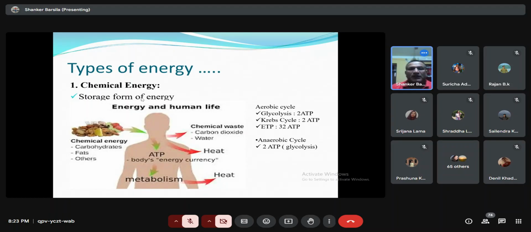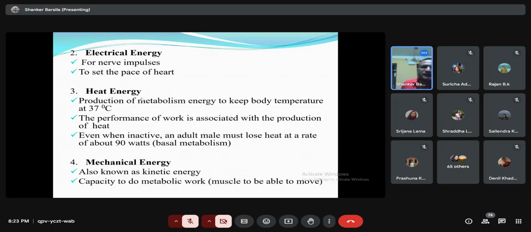Okay, then electric energy, it is for the nerve impulse to set the pace of the heart, and another is the heat energy, and it is the production of metabolism energy to keep body temperature at 37 degrees centigrade. And the performance of work is associated with the production of heat. Even when inactive, an adult male must lose heat at a rate of 90 watts. That we say the basal metabolism. Okay, even in basal metabolism, heat is released.